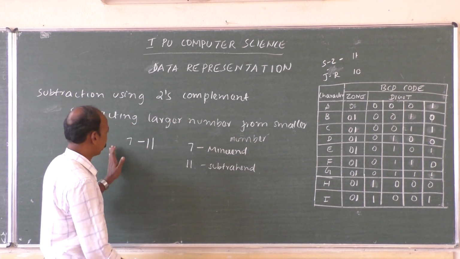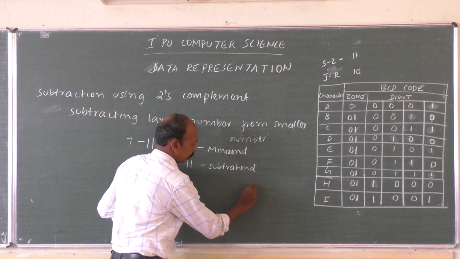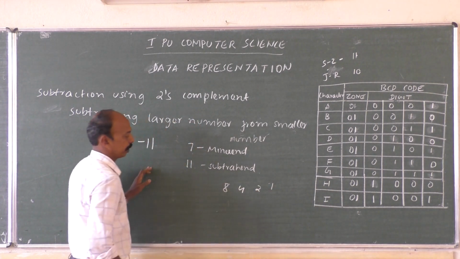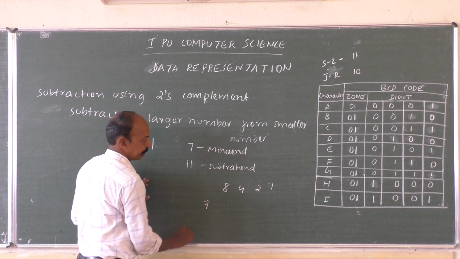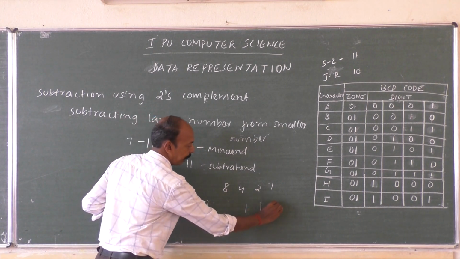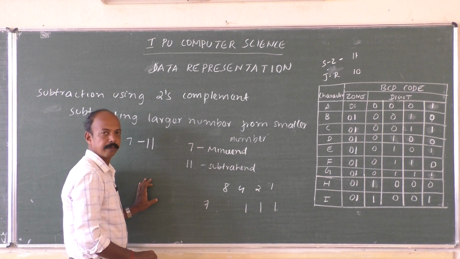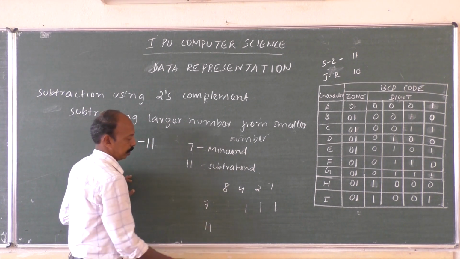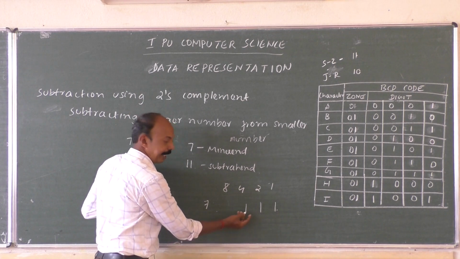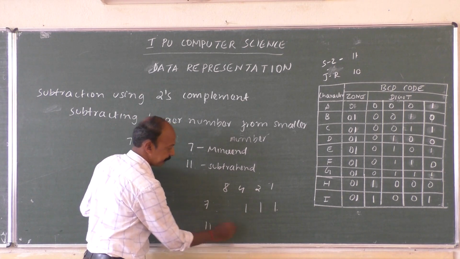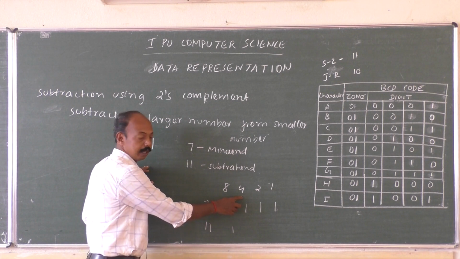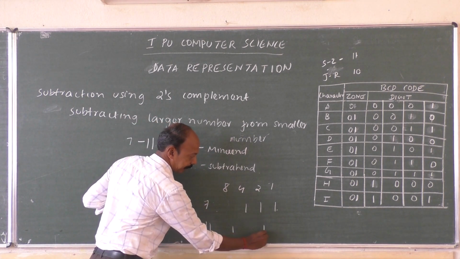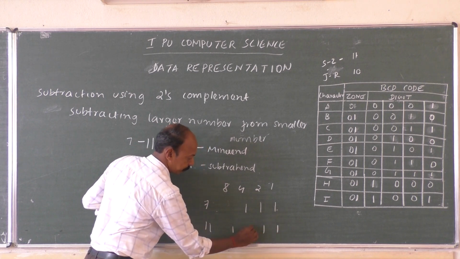As usual, convert them to binary. 1, 2, 4, 8. 7 is 4, 2 and 1. 11 is, we need 8, right? 8 plus 4 will be 12, so this won't be set. 8 plus 2 will be 10, 10 plus 1 will be 11, so this will be 0.